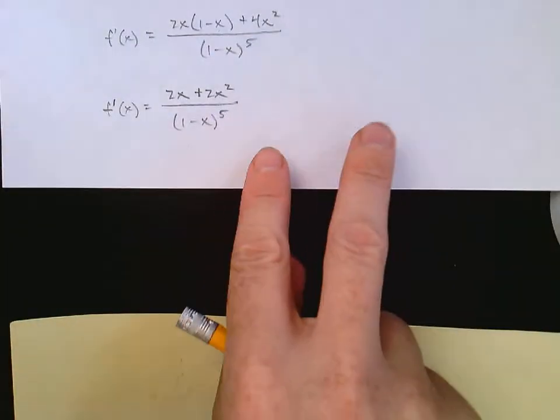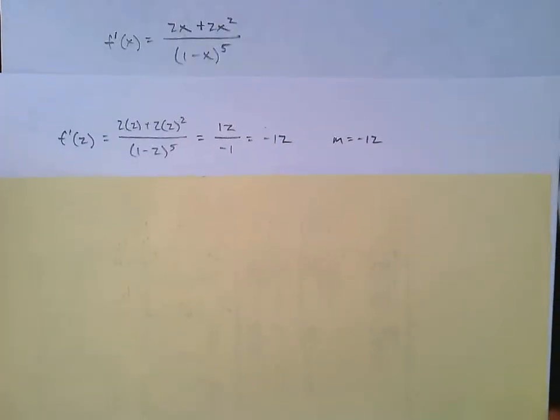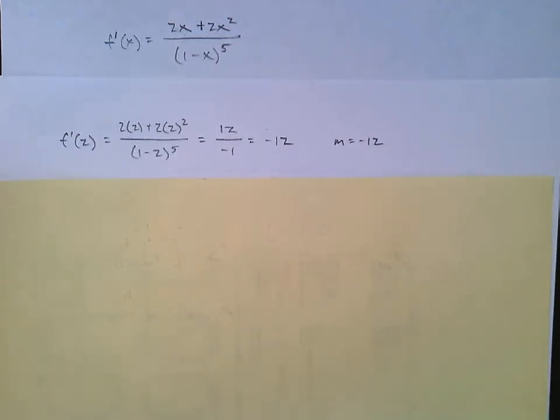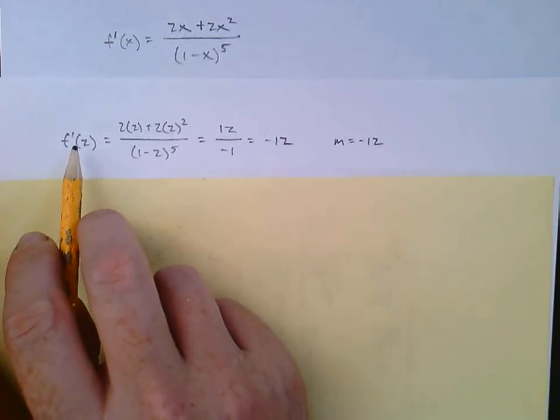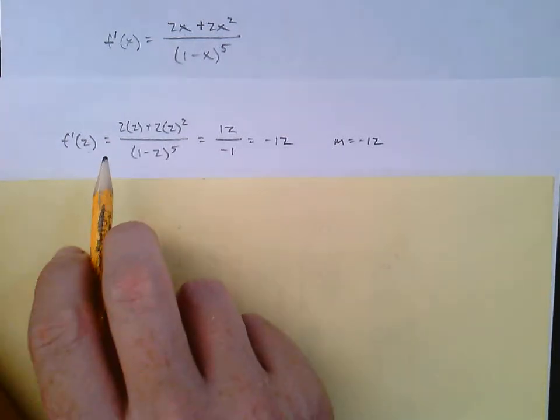Let me pick it up on the next page. What do we do once we have the derivative? That was a lot of work. We still need to plug in 2, right? We're trying to get the slope of the tangent line at 2. Or the equation of the tangent line at 2, actually. So we'll plug 2 into our derivative. Plug it into all the x's.